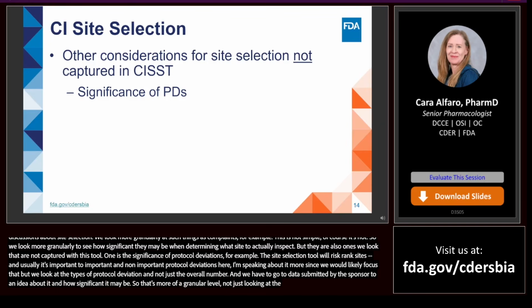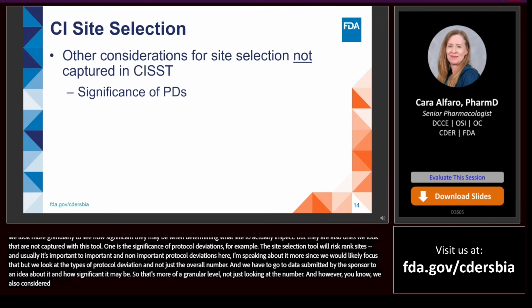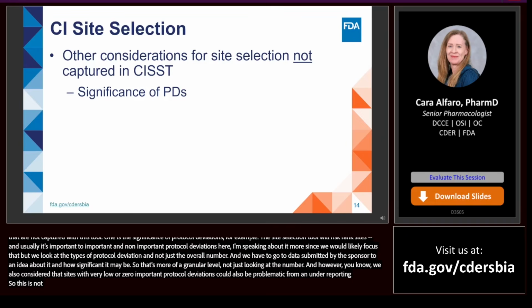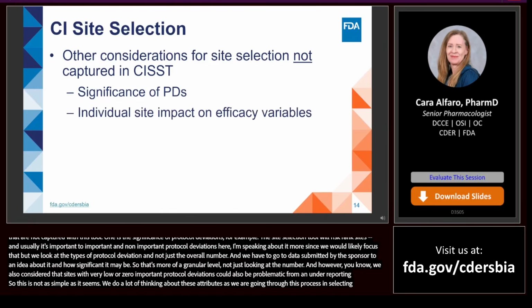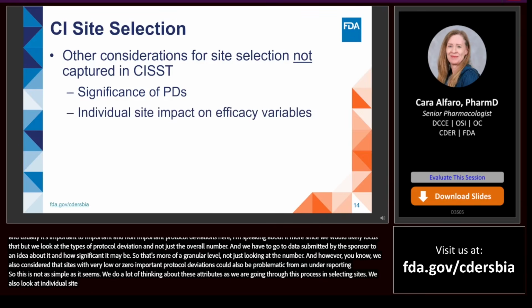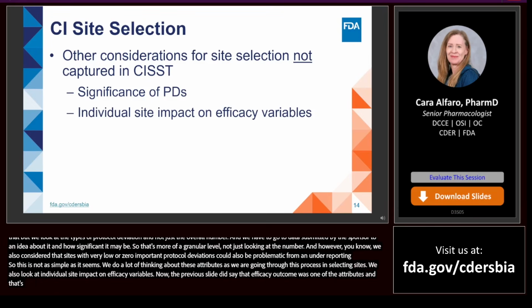However, we also consider that sites with very low or zero important protocol deviations could also be problematic from an underreporting perspective. So, it's never as simple as it seems. We actually do a lot of thinking about these attributes as we're going through this process of selecting sites. We also look at individual site impact on efficacy variables. Now, the previous slide did say that efficacy outcome was one of the attributes, and that's true. And you can look at the efficacy at a particular site, and you can look at how it compares to the overall average or mean.